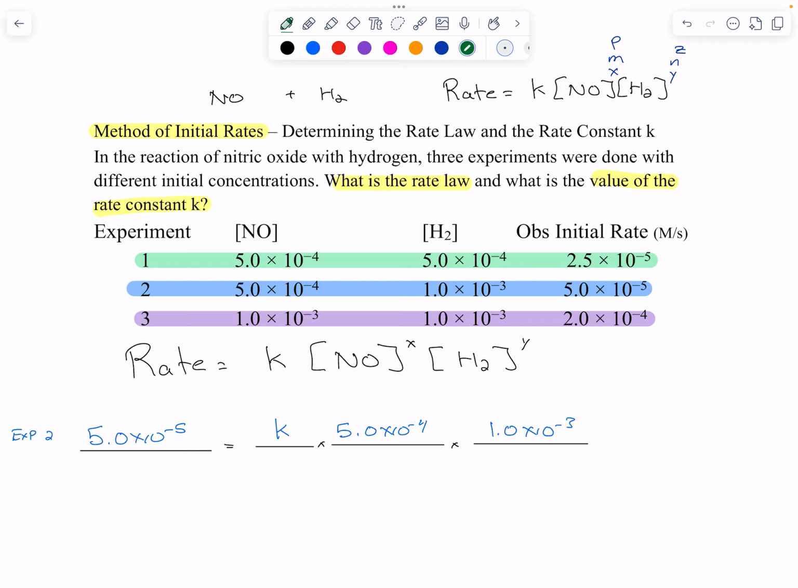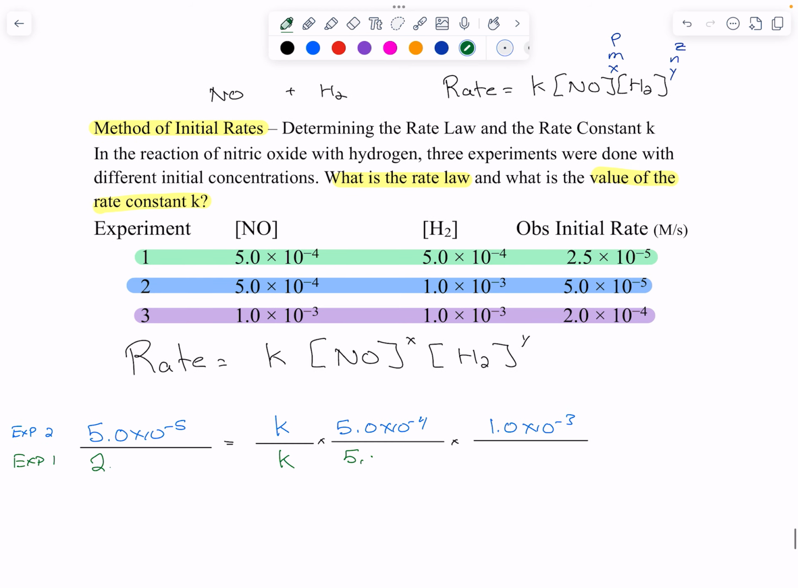Now if we look at experiment 1, I have 5.0 times 10 to the negative 4. I still have K. I have, for NO, I'm sorry, I messed up. I looked at the wrong thing. The rate is 2.5 times 10 to the negative fifth. K is K. NO is 5.0 times 10 to the negative 4. And H2 is 5.0 times 10 to the negative 4. So now we're just comparing these. And we got X here. And we have Y.